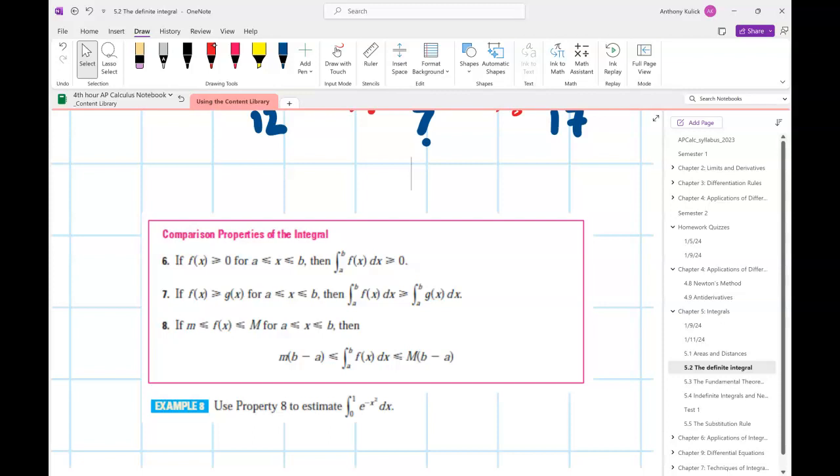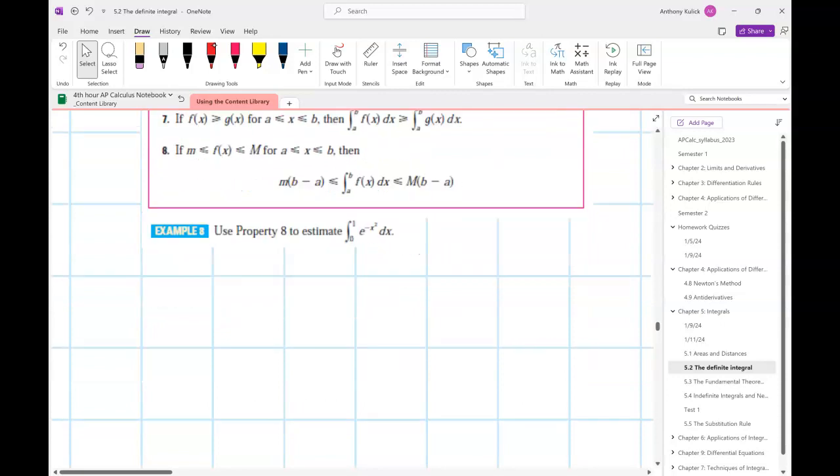So if m is a lower bound for f of x, so if this is like f of x and m is here and cap M is here, an upper bound, if I look at the rectangle formed by the lower bound and the rectangle formed by the upper bound, the integral of f of x has to be between those two values. That's what the third piece is saying.